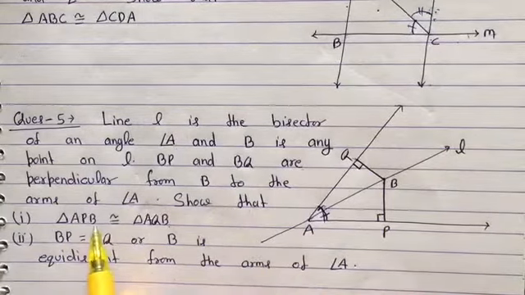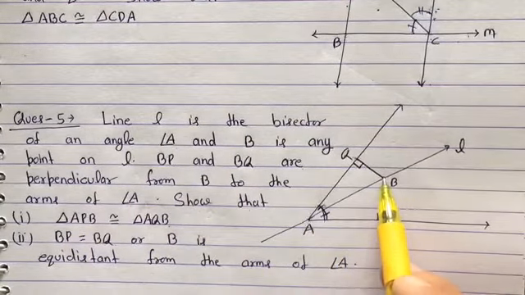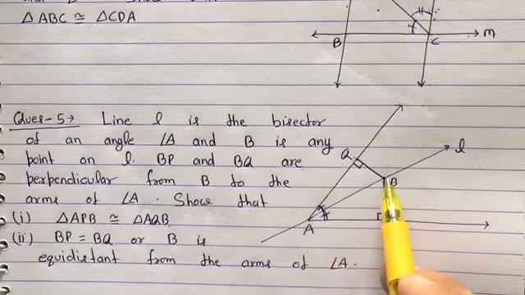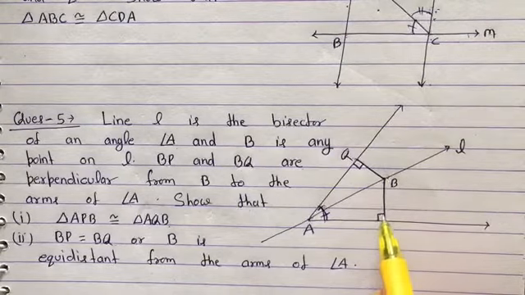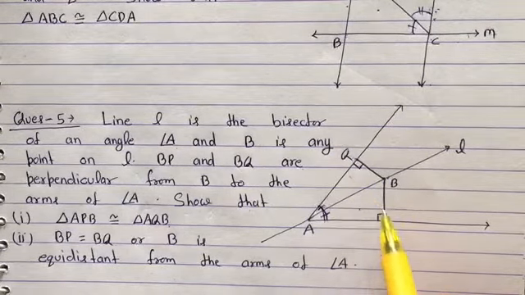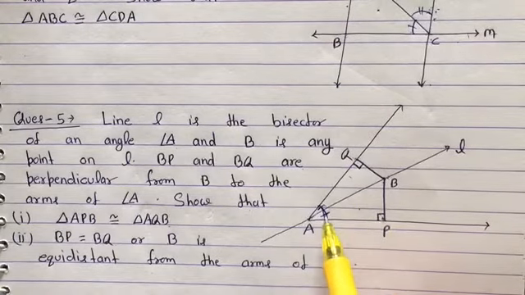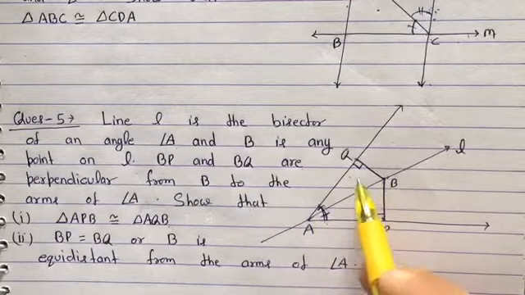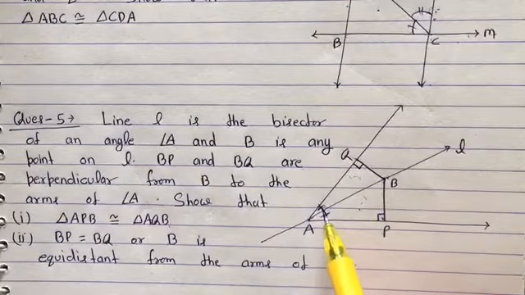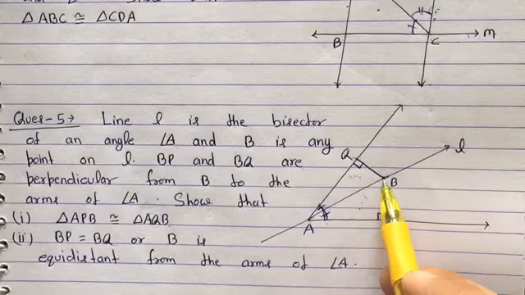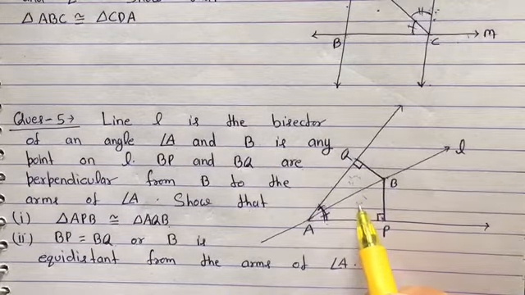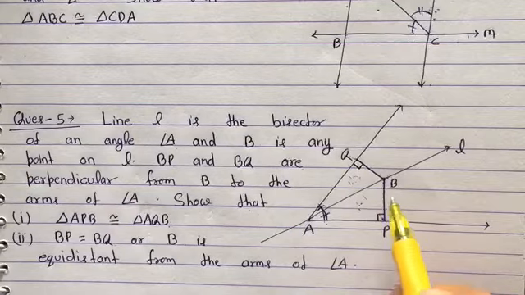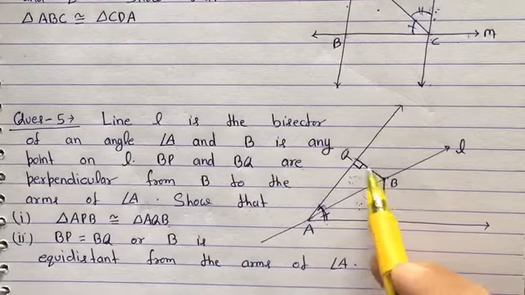Then we have to show that triangle APB and triangle AQB are congruent. And for that purpose, how do you show it? In both the triangles, this angle is equal to this angle due to the 90 degrees. This angle is equal to this angle because L is a bisector of angle A, and BA is equal to AB, common in both the triangles. So by angle side angle congruency, these two triangles are congruent, and when these two triangles are congruent, then by CPCT, BP is equal to BQ.